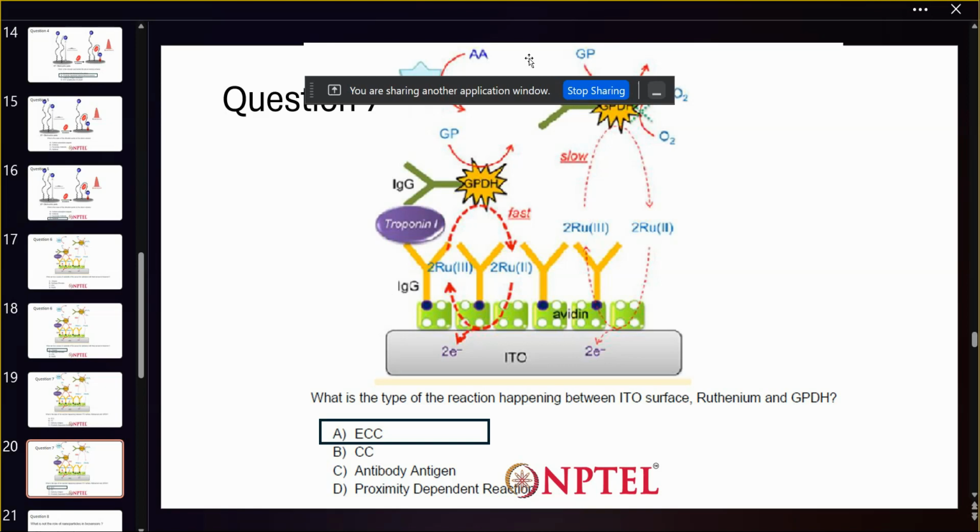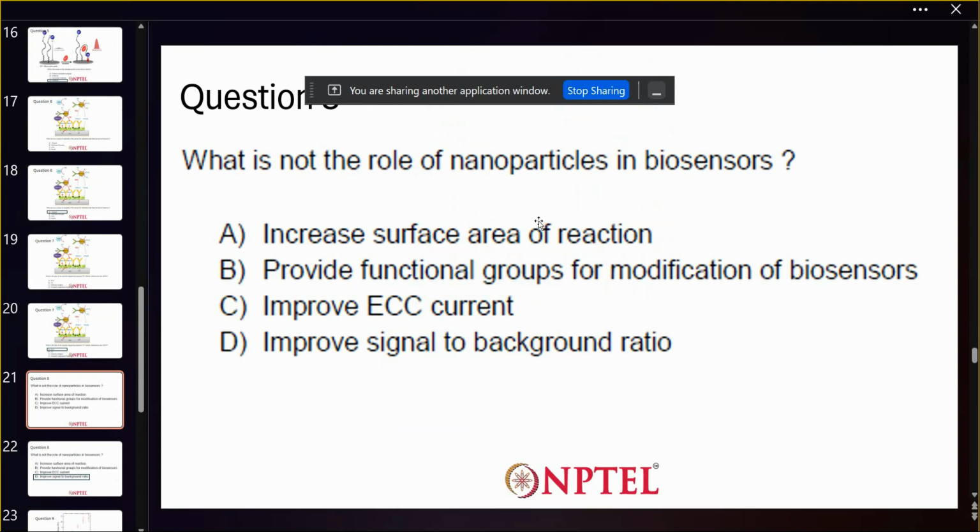Proximity dependent reaction, as I said earlier, here the electron transfer is not happening because of the redox cycling, and why it is slow or fast is not because of the distance, but because of the oxygen content in the sensor. So I think this was easy to understand. Let's move to the next question.